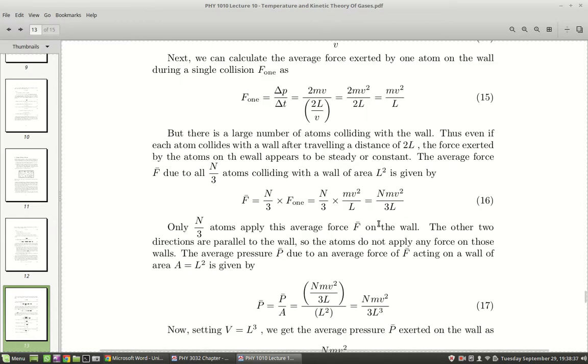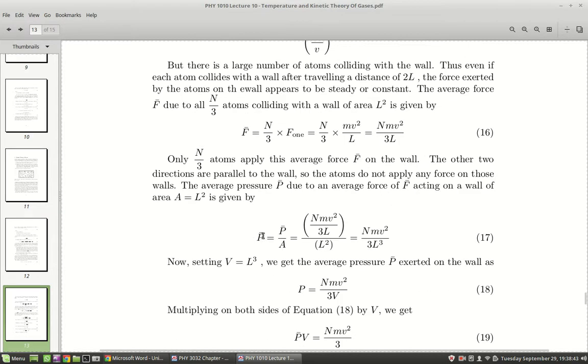Now we have the average force exerted by all the n over 3 atoms on a particular wall. Then you divide the force by the area of that particular wall. This here is a mistake; it is supposed to be the force. So you divide the average force due to the n over 3 atoms by the area of the wall. The wall of the cube has length L by L, which means the area is L squared. So you end up having nmv squared over 3L squared. Now this L squared is actually the volume of the cube.